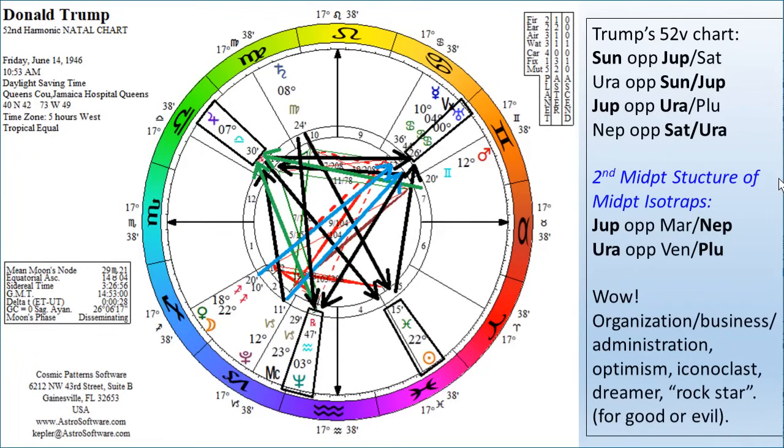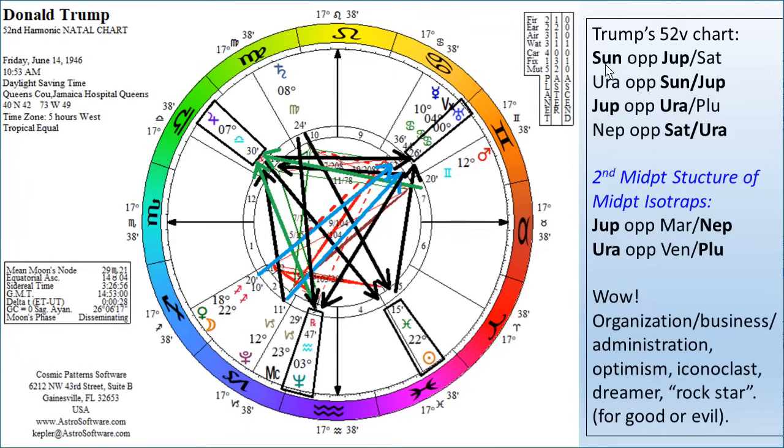This is huge. Now, when you get a lot of midpoint structures that are created by just continuing to add one more planet, add one more planet, add one more planet, and you get another midpoint structure, that is extremely powerful. And in addition to that, we have 2 midpoint isotraps, the Jupiter opposition Mars-Neptune.